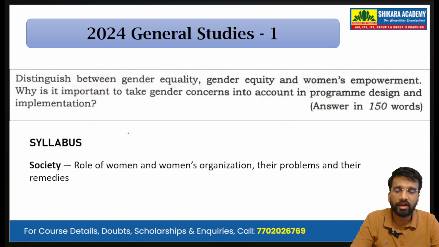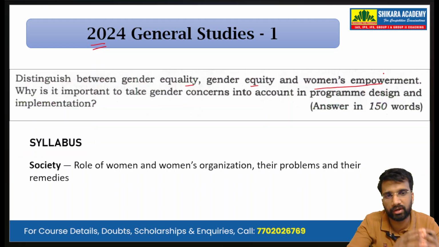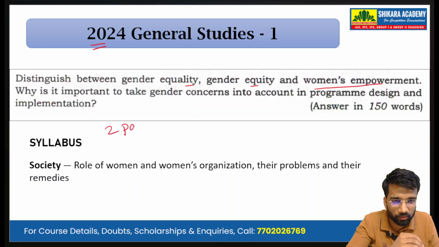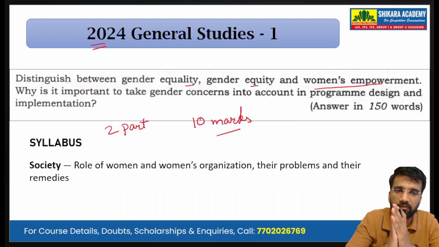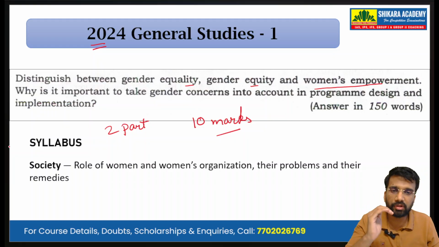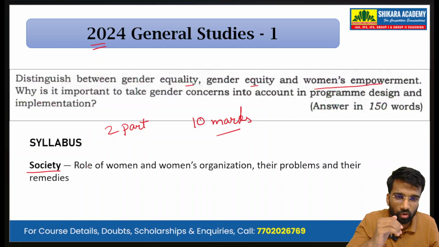Let's begin. Now this particular question was asked by UPSC in 2024 GS paper 1. Distinguish between gender equality, gender equity and women's empowerment. Why is it important to take gender concerns into account in program design and in implementation? So this is a two-part question worth 10 marks that should be answered in 150 words. Mapping it with the syllabus, we can see it's been asked from the society, that is the role of women and women organization, their problems and their remedies.